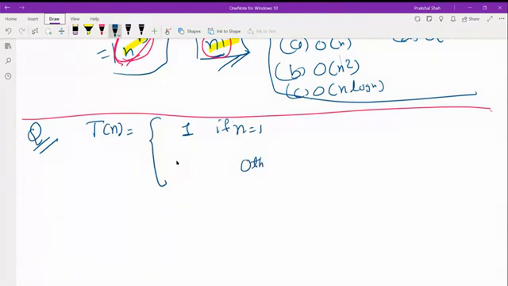Otherwise, let me think, what can I give to T of n minus 1, n by 2? Okay, yeah, fine. This will be a proper case, like n by 2 plus n. Just a minute. If your n equals 1, then your answer will be 1. Otherwise, it will be 2 T of n by 2 plus n.